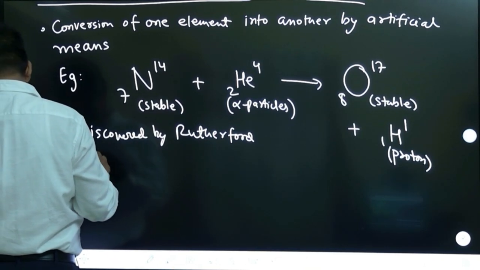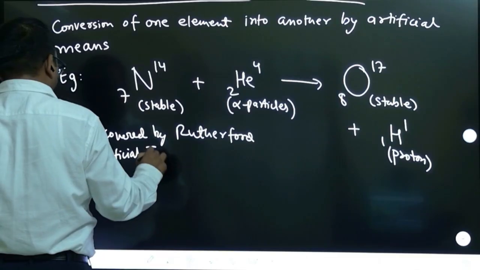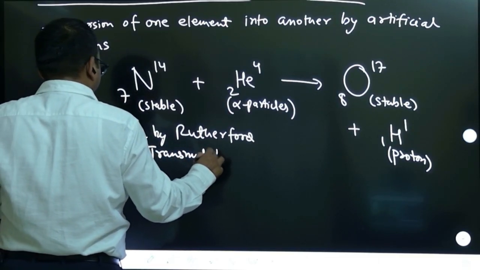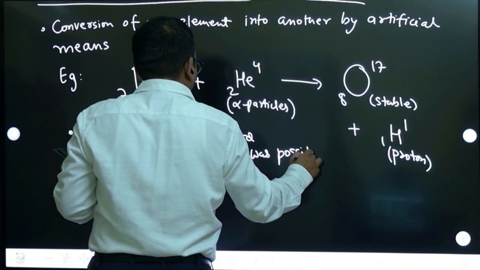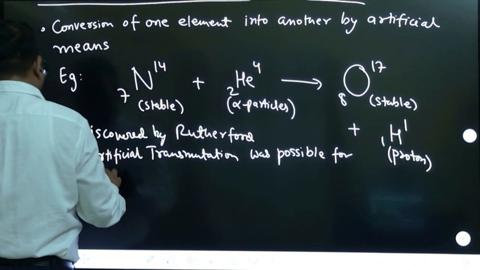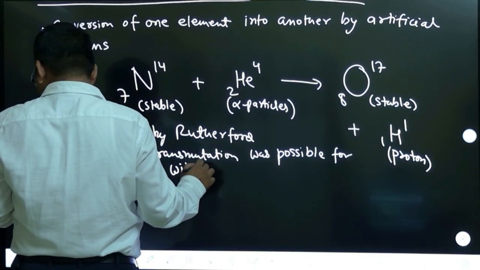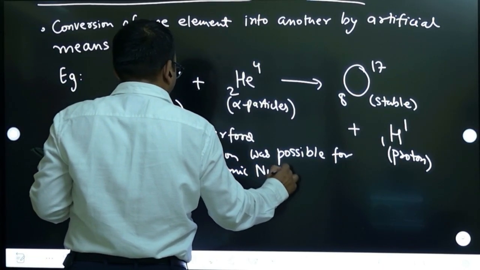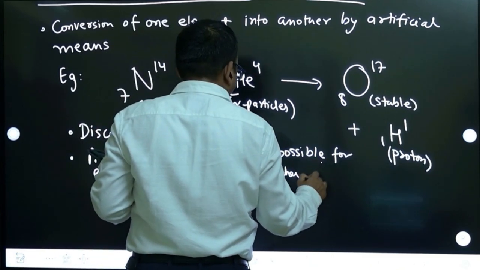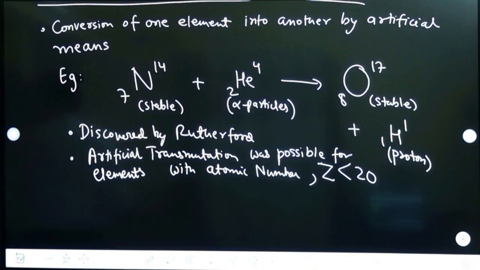And this artificial transmutation was possible for elements with atomic number, that means Z, less than 20. Atomic number less than 20, they can use artificial transmutation.